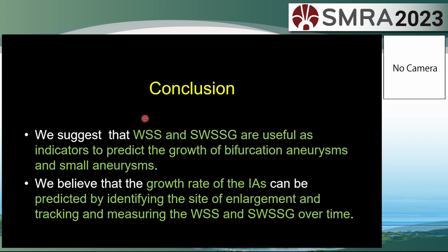So in conclusion, we suggest that WSS and SWG are useful as indicators to predict the growth of bifurcation aneurysms and small aneurysms. We believe that the growth rate of the IA can be predicted by identifying the site of enlargement and tracking and measuring the WSS and SWG over time. Thank you very much for your kind attention.